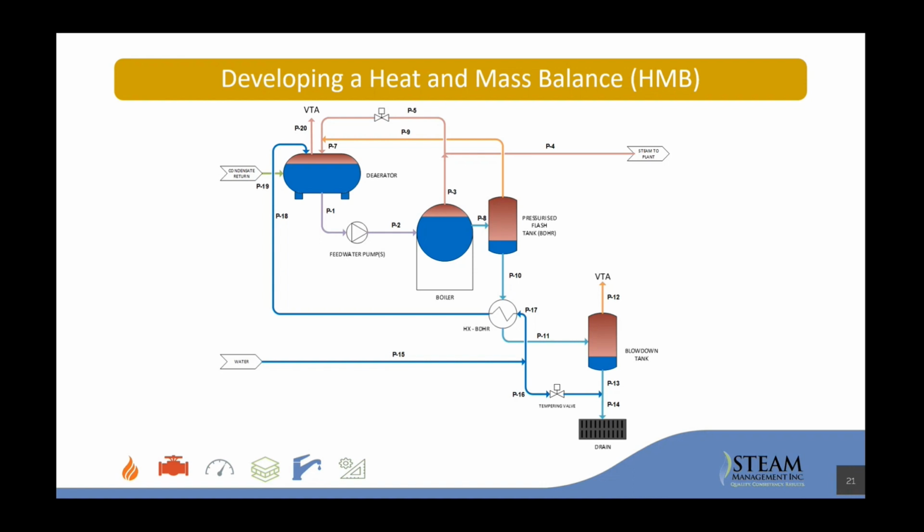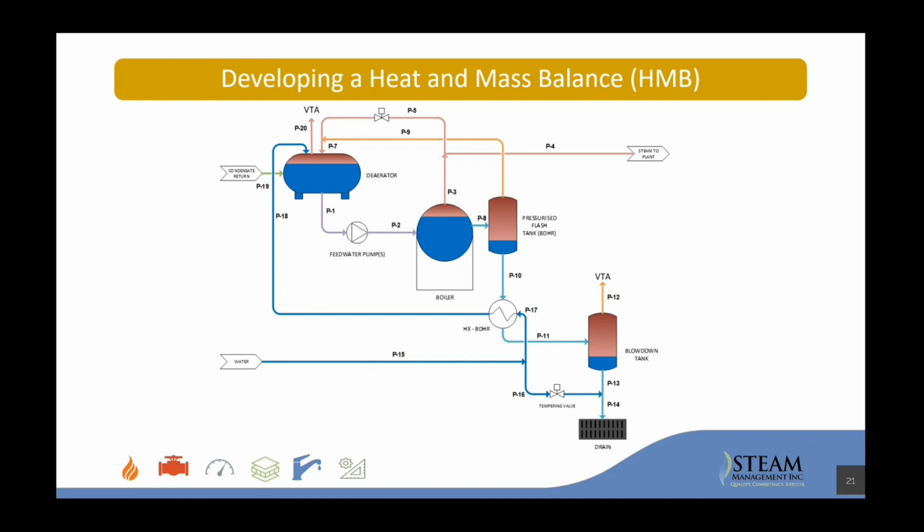So this is the system that we're going to look at. This is a deaerator. It's feeding feed water into a boiler. The boiler's generating steam. Most of that steam is going out to the plant. Some of it is being used in the deaerator.